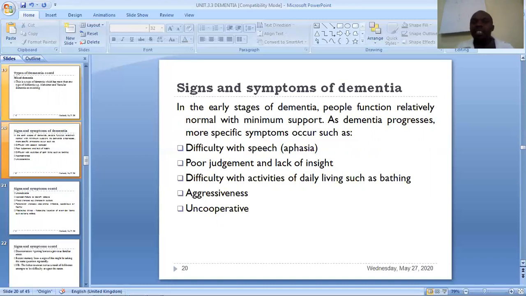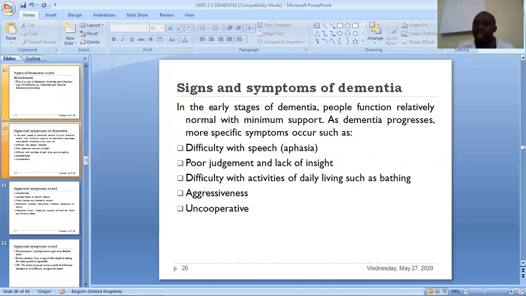So in the early stages of dementia, people function relatively normally because the damage by then is not yet that bad, although they may survive with minimum support. As dementia progresses, more specific symptoms occur. These are difficulties with speech, which is aphasia.